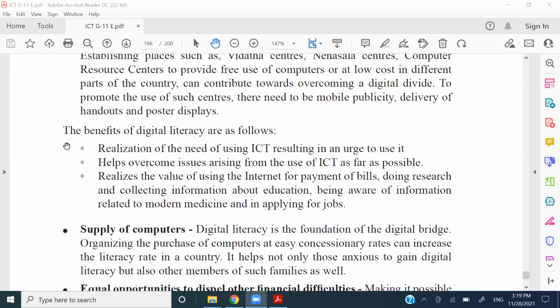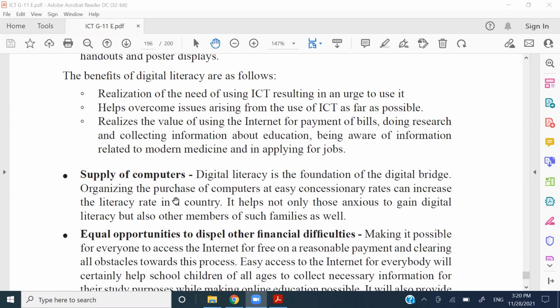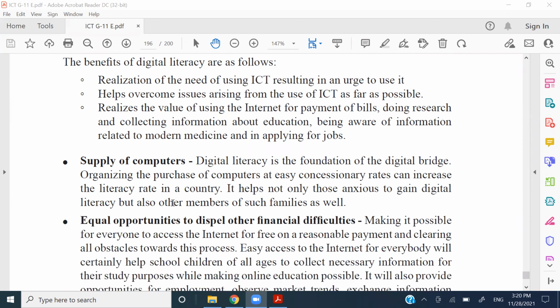So they are talking about the benefits of digital literacy here. Realization of the need to use ICT, resulting in an urge to use it, right? It helps overcome issues arising from the use of ICT as far as possible, right? Realize the value of using the internet for paying bills, doing research and collecting information about education, those kinds of things, right? And some other ways that we can create the bridge is supplying computers, right?